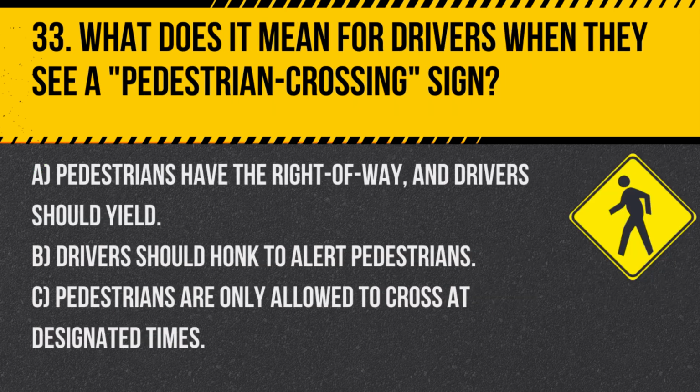Question 33. What does it mean for drivers when they see a pedestrian crossing sign? A. Pedestrians have the right of way and drivers should yield. B. Drivers should honk to alert pedestrians. C. Pedestrians are only allowed to cross at designated times. Answer: A. Pedestrians have the right of way and drivers should yield. This sign indicates areas where pedestrians are likely to be crossing the road.